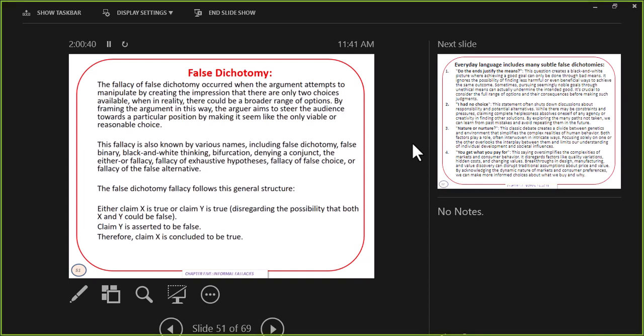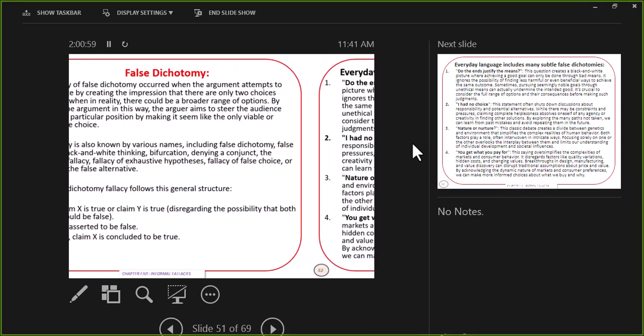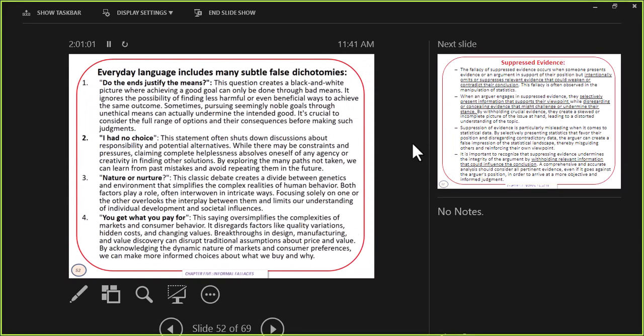Right? The fallacy of false dichotomy follows this general rule. Either claim X is true or claim Y is true, disregarding the possibility that both X and Y could be false. Claim Y is asserted to be false, therefore claim X is concluded to be true. Right? By neglecting the existence of possibilities other than the alternatives presented.